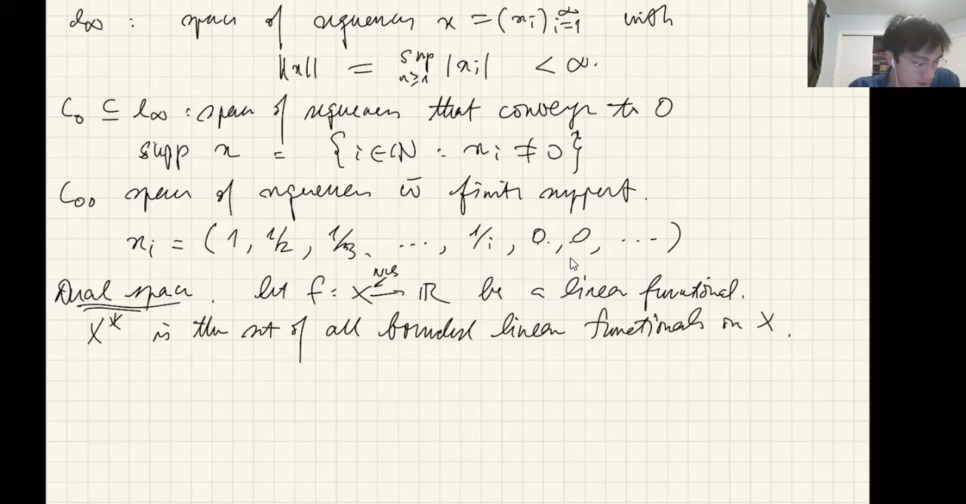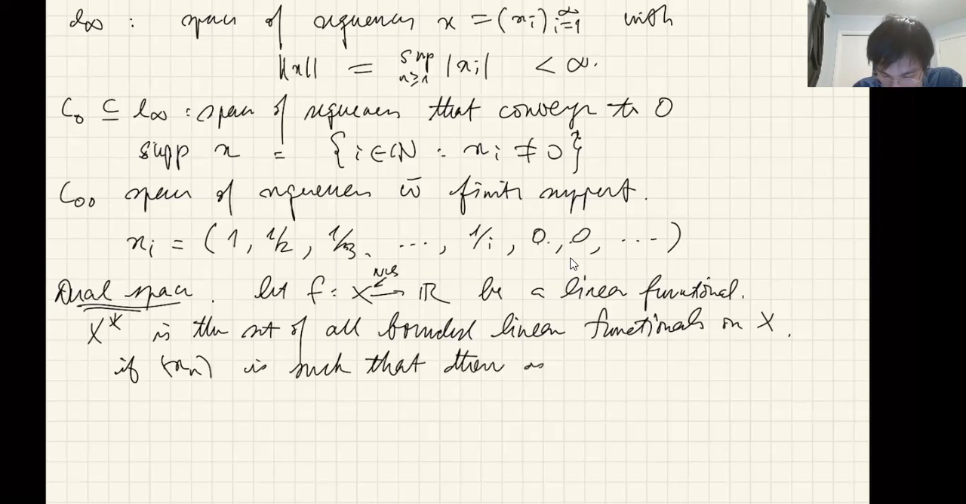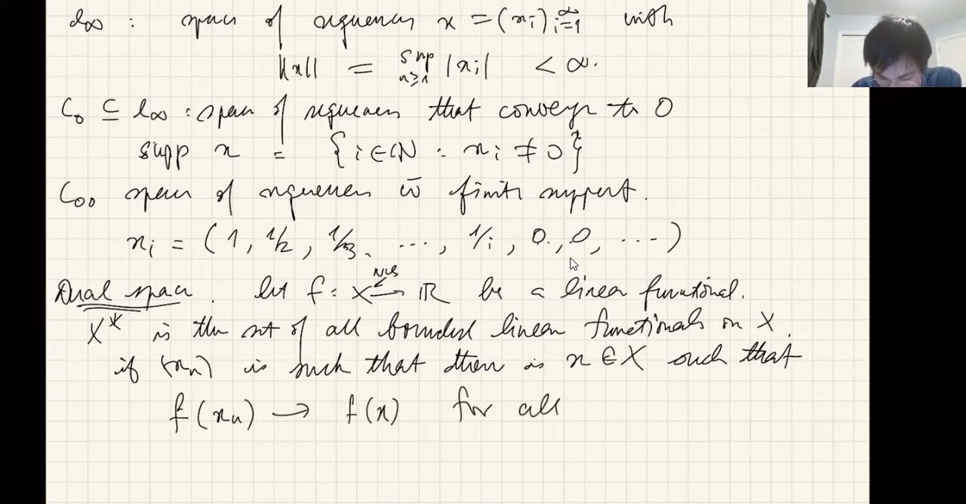Okay, so we're going to define a type of convergence in X. So if xn is such that there is x in X such that f of xn converges to f of x for all f in the dual space, then we say that xn converges weakly to x.